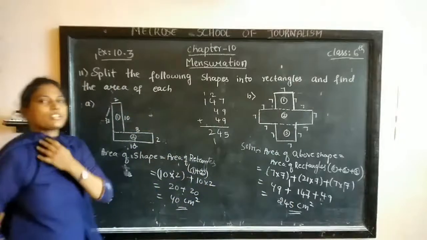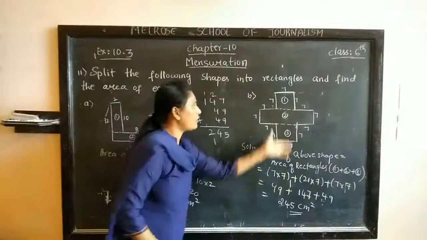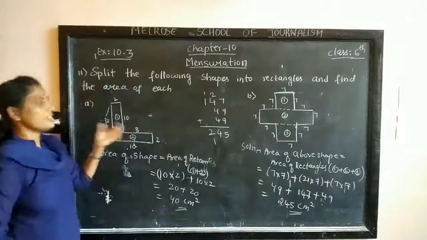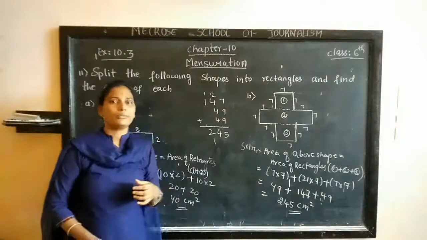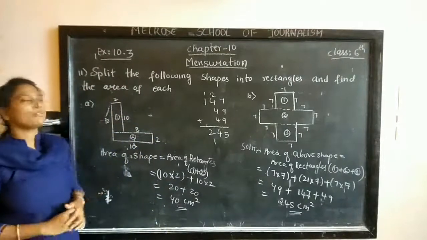245 centimeters square. Clear? This is the area of the above shape. So simple it is. So the last sum you do by yourself. See the sum. Okay? Next we move to the 12th question.